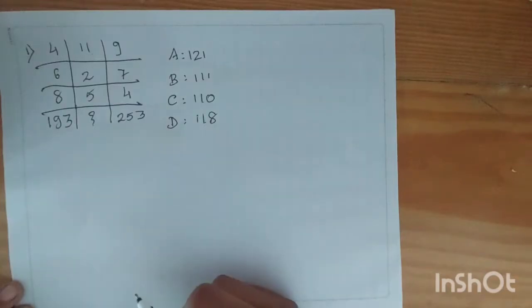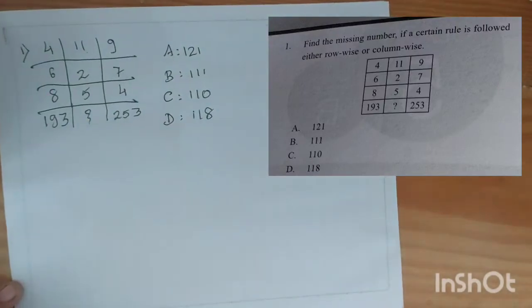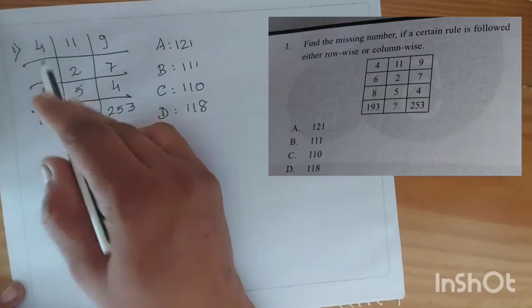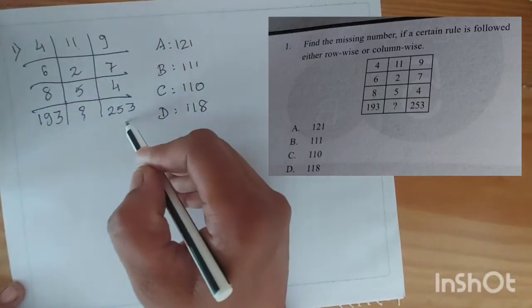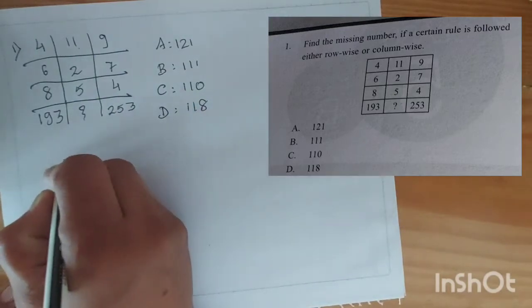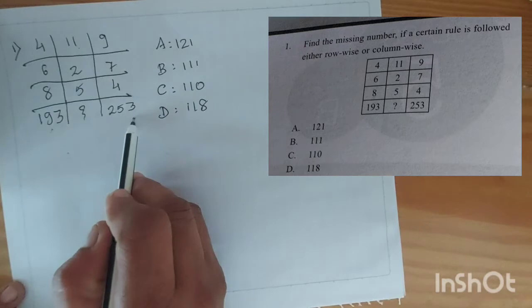Let's try to find out the first rule. Now first we need to find out which pattern governs here. So here when you observe the first and the last column, you will be able to find out what is happening here, how do you get this number.